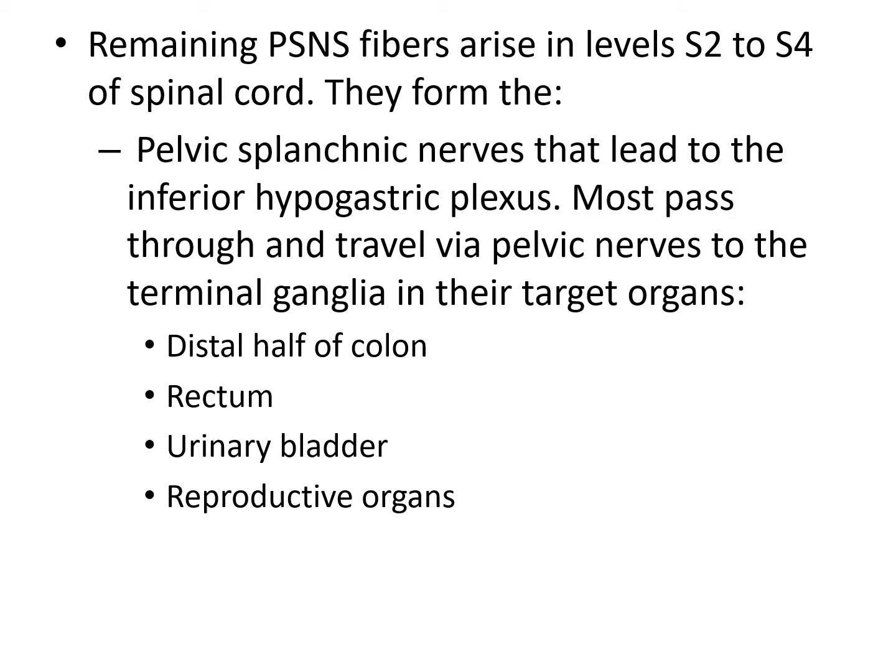Our remaining parasympathetic nervous system fibers arise in levels S2 to S4 of the spinal cord. So this is the sacral region. They're going to form the pelvic splanchnic nerves that lead to the inferior hypogastric plexus. Most of these pass through and travel via pelvic nerves to the terminal ganglia within their target organs, which are the distal half of the colon, or large intestine, the rectum, the urinary bladder, and then the reproductive organs.